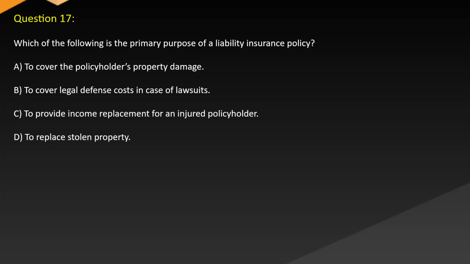Question 17. Which of the following is the primary purpose of a liability insurance policy? A. To cover the policyholder's property damage. B. To cover legal defense costs in case of lawsuits. C. To provide income replacement for an injured policyholder. D. To replace stolen property.